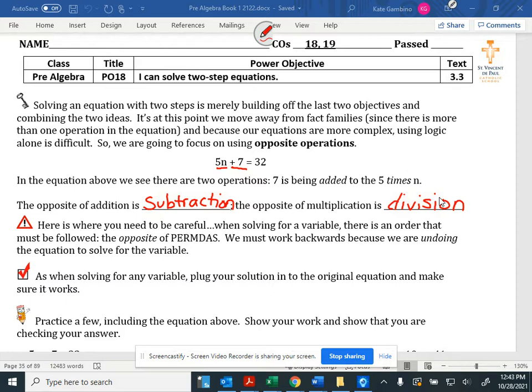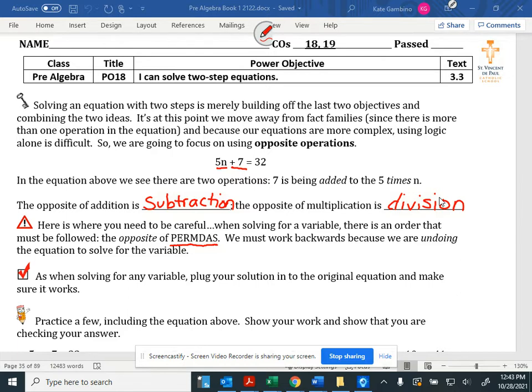to do the opposites. Here is where you need to be careful. When solving for a variable, there is an order that must be followed. The opposite of PEMDAS. Oh my goodness, I've been drilling that order of operations. Now we're doing it the opposite way. We must work backwards because we are undoing the equation to solve for the variable. So it's the opposite of PEMDAS, which would be SADMEP. So we're going to go backwards. Not as easy to say.